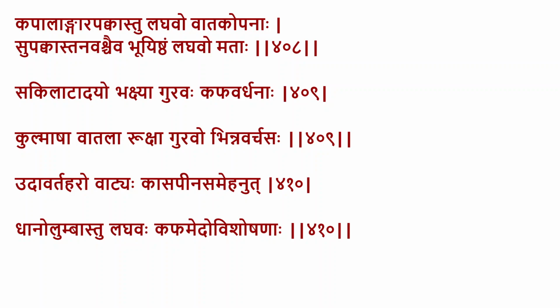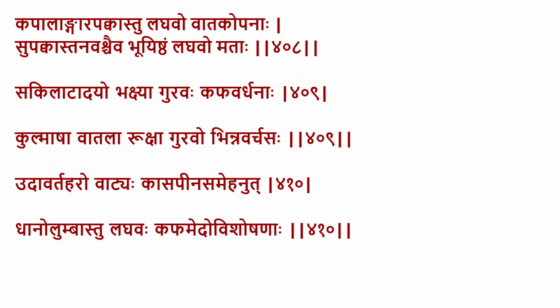Then sakilatadayaha bhakshaha gurabha kapavardhanaha. The preparations with kilata, that is the cream of milk, will be guru and kapavardhana. Processed with the cream of milk, they will be kapavardhana. Kulmashaha, vatalaha rukshaha guravo bhinnavarchasaha. Kulmasha is a food prepared with some flour, where some dry flour is added over the prepared food, and that becomes ruksha and guru. Udavartaharo vatyaha kasapina samehanata.